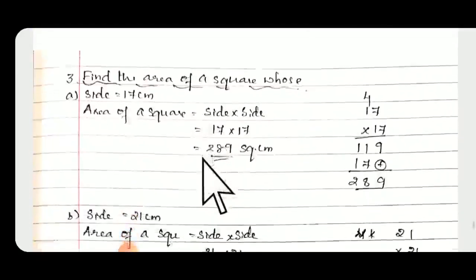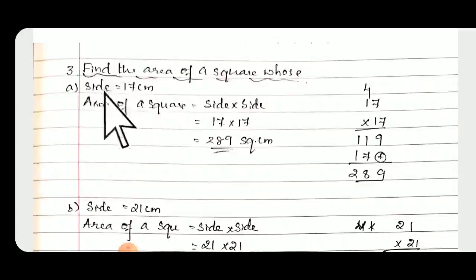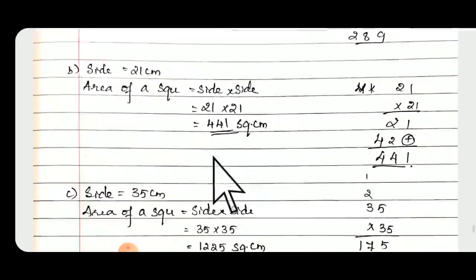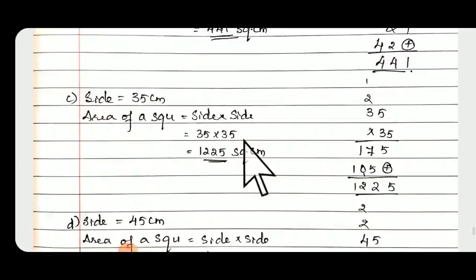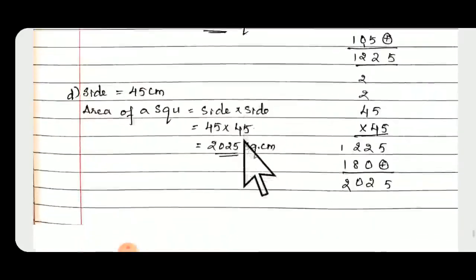Then find the square. Side is equal to 17 centimeters. Area of a square is equal to side into side, the formula. 17 into 17, if you multiply, you will get 289 square centimeters. Similarly, B, area of a square. If one side is 21 centimeters, the other side is also 21 because it is a square. So do the multiplication, you will get 441. Similarly, C, D.